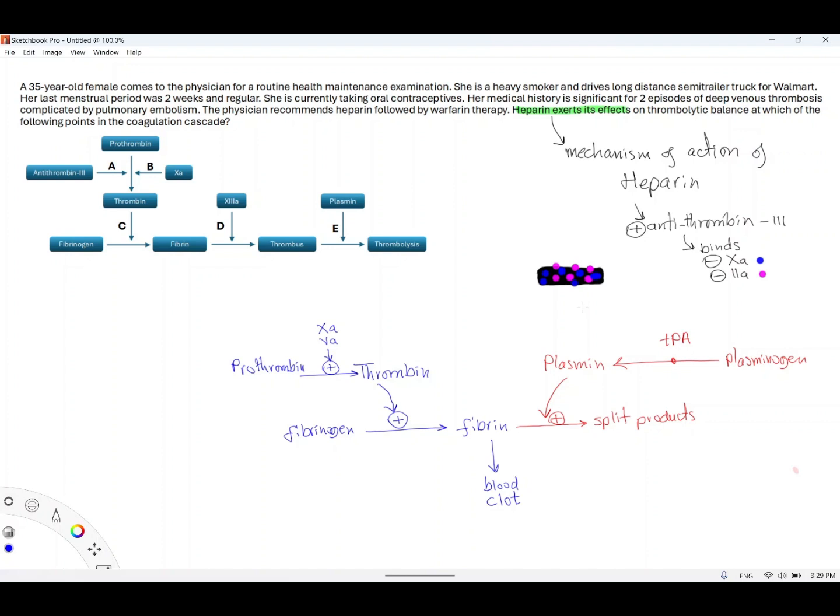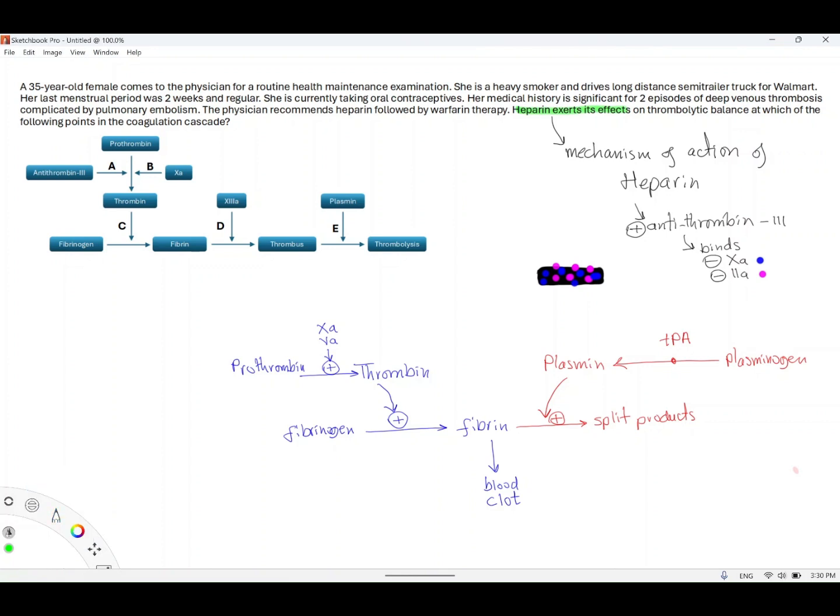I'm giving you two, the major ones, okay? But you can think of it as antithrombin 3 binds many clotting factors, only in the active version. The A represents active or activated. So let's go to our questions to see which of these choices will make sense.